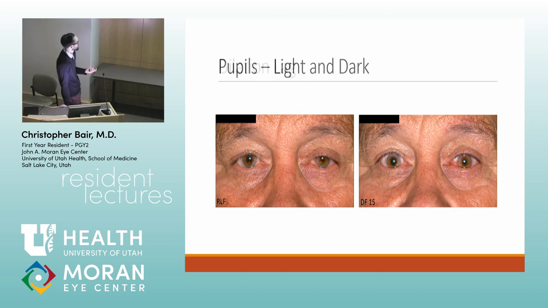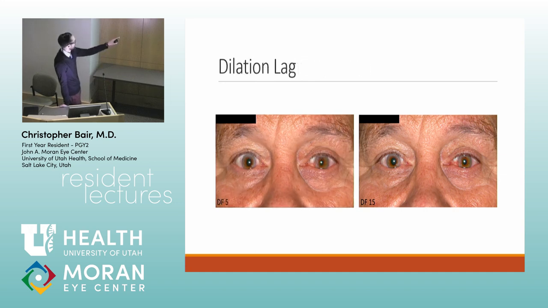And so the way we look for that is here, we have his pupils here at 5 seconds and then on the left at 15 seconds. And you can see it's a little subtle, and again, for the sake of argument, go with me here. But you can see that here at 5 seconds, compared to 15 seconds, the anisocoria is a little bit different, maybe half a millimeter to a millimeter, but it is different at 5 seconds compared to 15 seconds. So we would say this is a positive dilation lag.